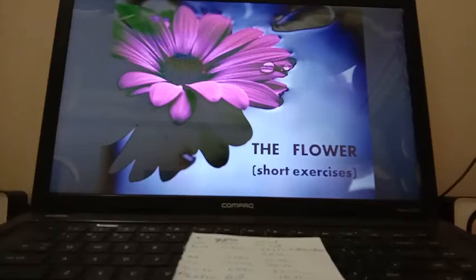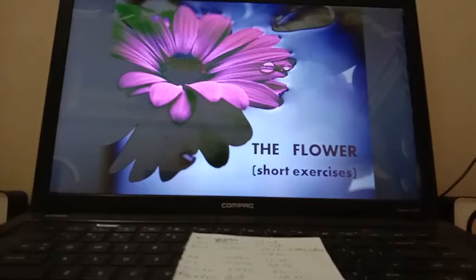Number 4, seed coat, integuments, hilum, funiculus, pollen grain. In that, the odd one is pollen grain. Number 5, entomophilus, anemophilus, hydrophilus, ornithophilus, nucellus. In that, nucellus is the odd one.